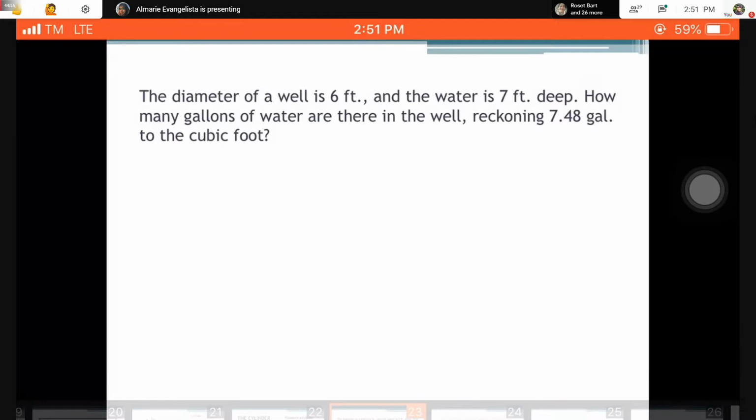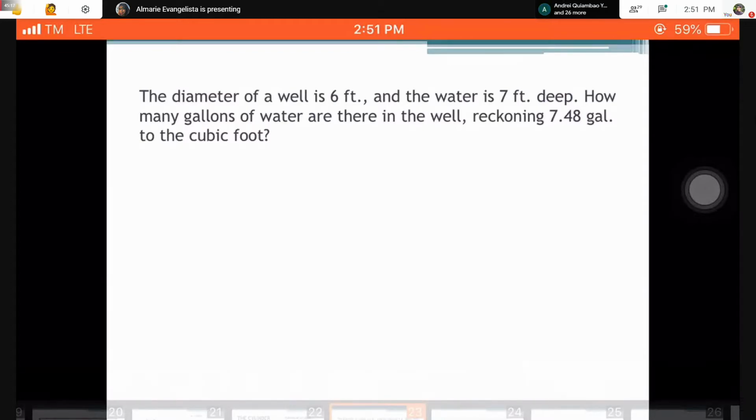Sige, basahin ko. The diameter of a well is 6 feet and the water is 7 feet deep. How many gallons of water are there in the well? Reckoning 7.48 gallons to the cubic foot. So, ayun guys. Try nyo i-solve sa inyo.